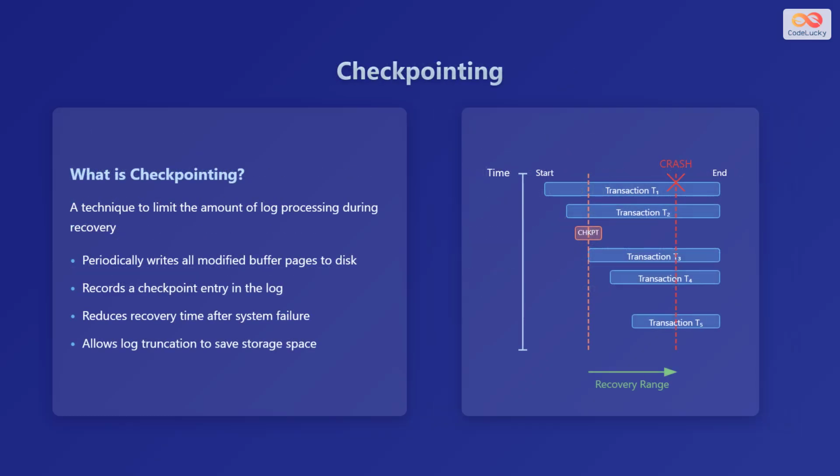Checkpointing is a technique used to limit the amount of log processing required during recovery. It involves periodically writing all modified buffer pages to disk and recording a checkpoint entry in the log. This reduces recovery time after a system failure and allows log truncation to save storage space. As time progresses from left to right, we see various transactions occur, a checkpoint which indicates a point at which the database state is consistent, and then a system crash.